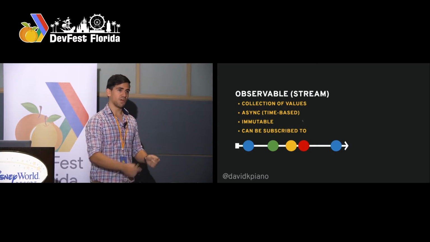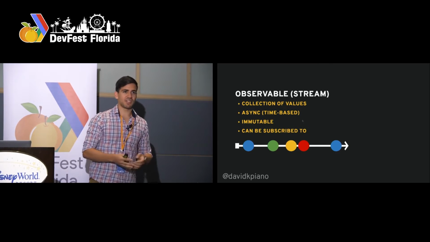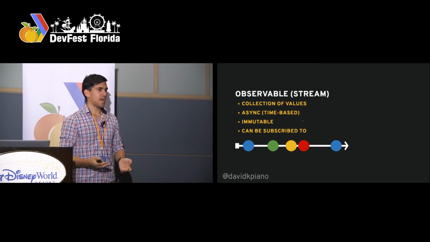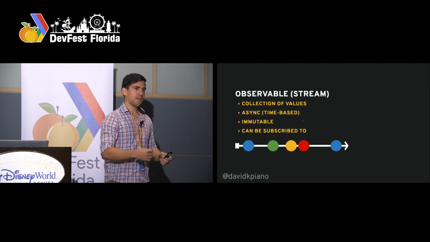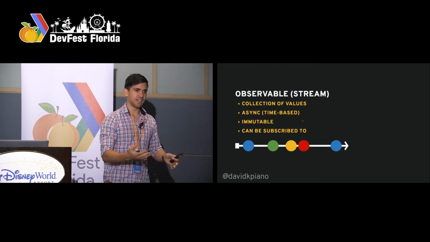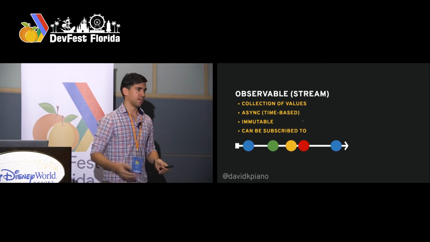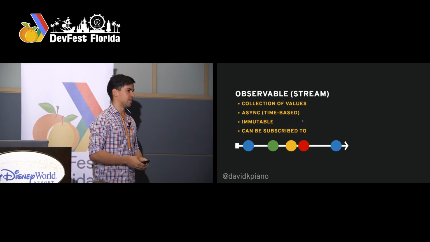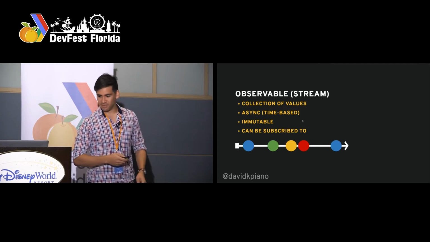They're immutable too. So if you have a stream of values, you can't really change that stream of values because it happens over time, right? So you get a value, and that value is exactly the value that occurred. You can't go back in time and change stuff. If we could, then we would have done it a year ago. Oh, sorry, I shouldn't have said that. And they can be subscribed to as well.